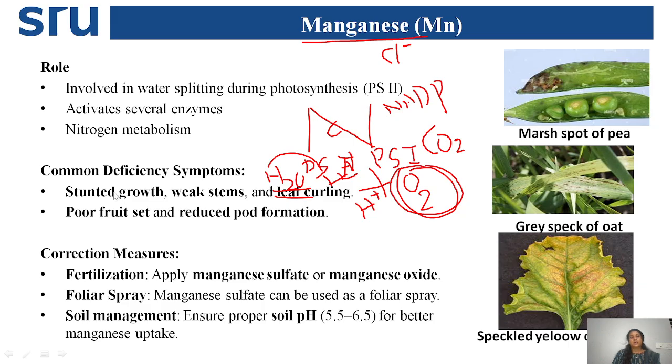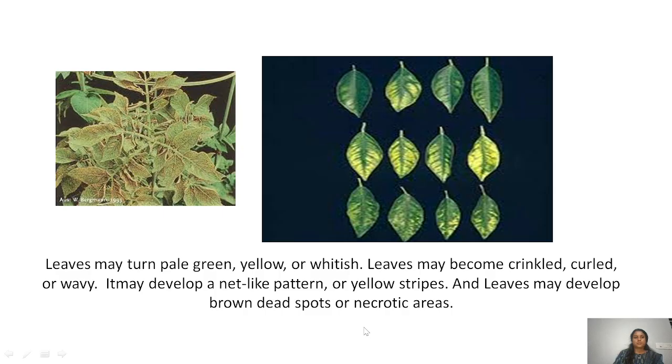Manganese affects the energy production of the plant, so there is less photoassimilate supply from the source, the leaves. Because of that, the plant suffers from poor fruit set. To avoid the deficiency, you can go for manganese sulfate or manganese oxide as fertilizer, and manganese availability is high between pH 5.5 to 6.5.